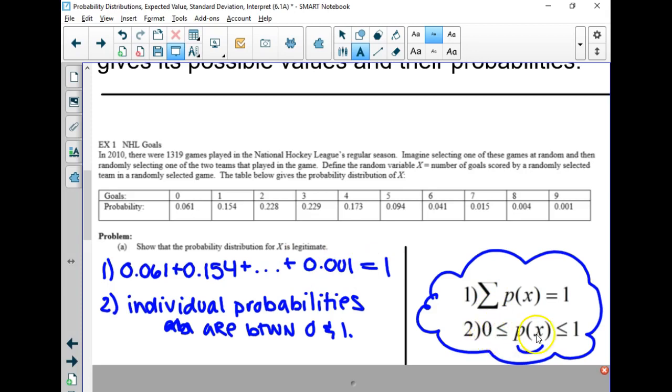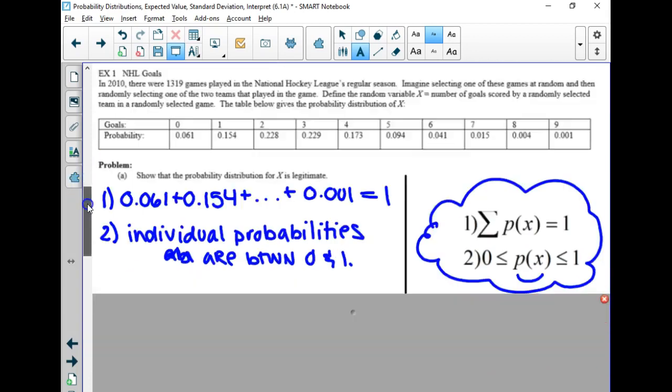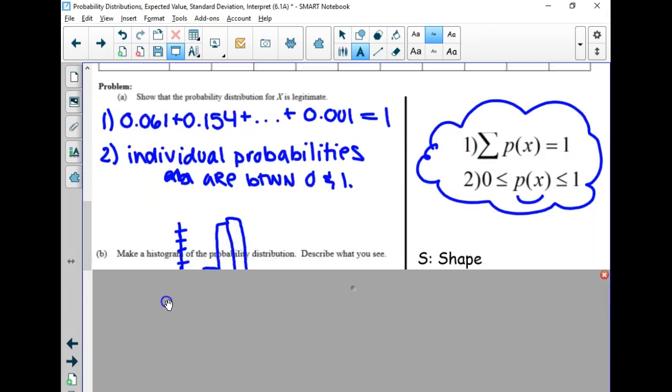Next, number two, each individual probability can be 0 or 1 or anywhere in between, but it cannot be over 1 and it cannot be a negative number. Okay. Moving on, I'm super happy.